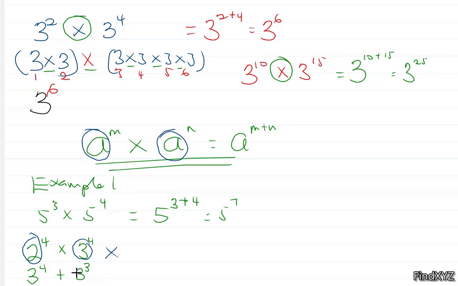Why can't we apply this rule? You realize that the operator in between these two terms is addition. What is the operator here? Multiplication. So it will not work when the operator is addition. It has to be multiplication and from the same base. Let's move on to the next one.